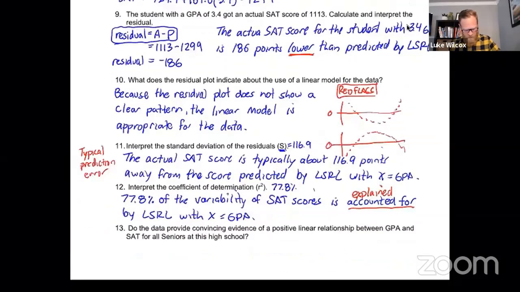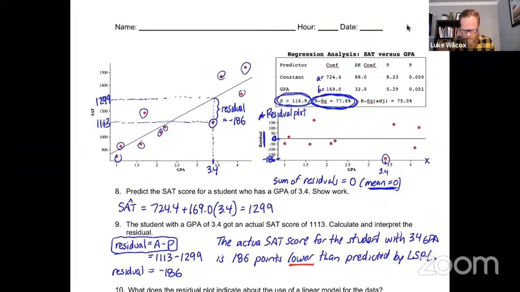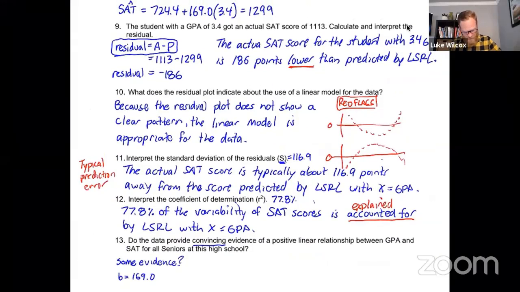All right, we've got one final question here. Number 13 says, do the data provide convincing evidence of a positive linear relationship between GPA and SAT for all seniors at this high school? Okay, we only have a sample of 10 students here, right? But based on our sample, do we have some evidence that there's a positive linear relationship? Well, sure enough, if you look at the slope value, our slope value is 169.0, which is very clearly a positive linear relationship, right? It's greater than 0.